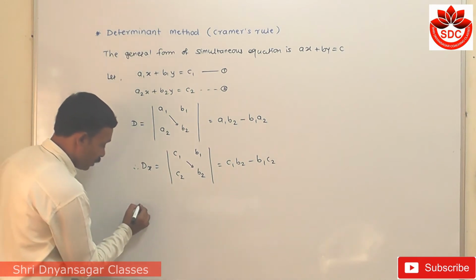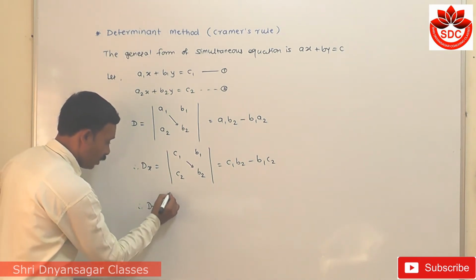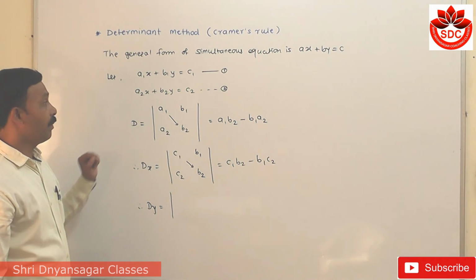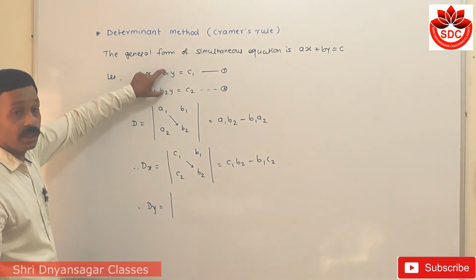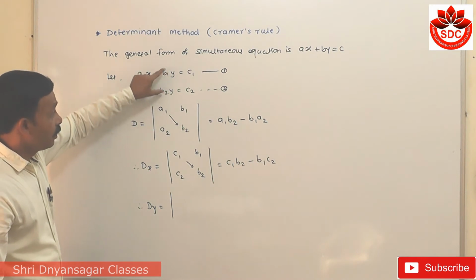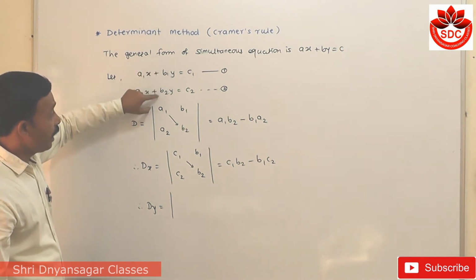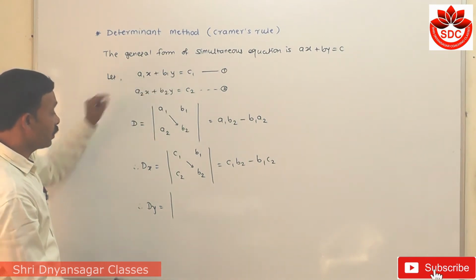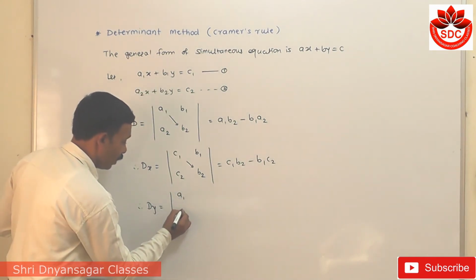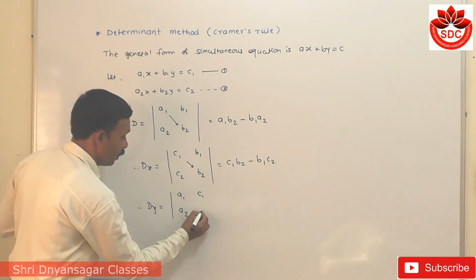Then the next one is the value of the determinant of y. This is also found using these simultaneous equations. Now we have to find the value of the determinant of y. So rather than b1 and b2, we write c1 and c2 in this column. So the first column is a1, a2 and the second column is c1, c2.